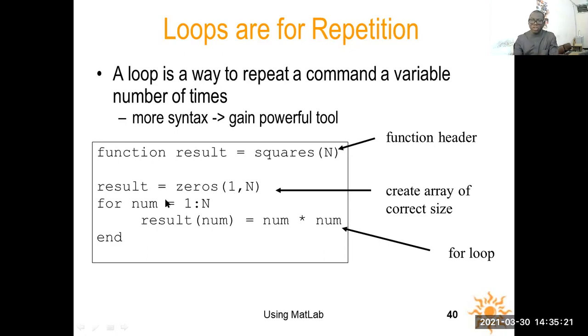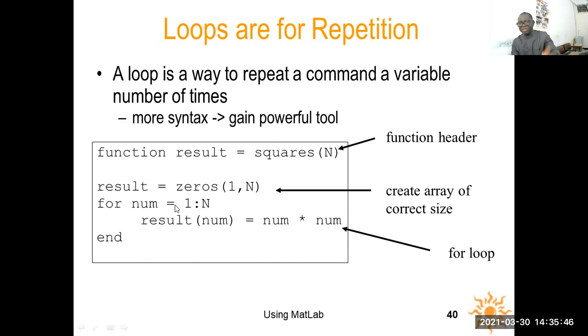So for num is equal to 1 to n, this is the loop now. It will say result num is equal to num times num. This asterisk is times. So that's for the loop, and this is a for loop, okay? This is the for loop starting, and this is the end.